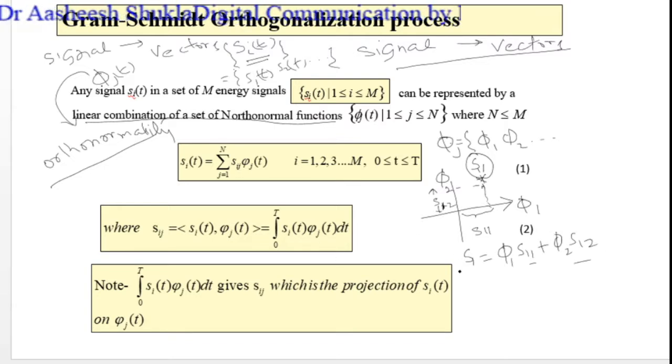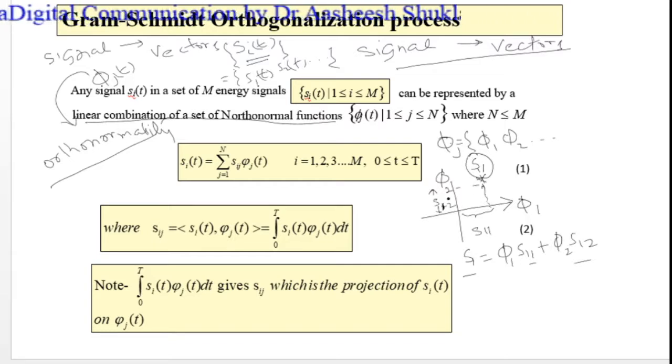This is the thing, right? This vector can be represented as a linear combination of phi 1 and phi 2. So this is the beauty of the Gram-Schmidt orthogonalization process, that it can modify your vector set into orthonormal basis functions, right? This is the theorem that any signal in a set, for example m energy signals, can be represented by a linear combination of n orthonormal basis functions, right? So this is how we can represent any vector with the help of phi 1 and phi 2.